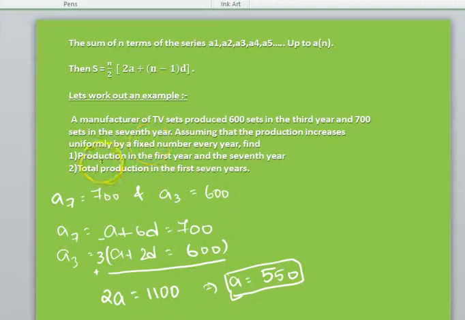So what does he want now? Production in the first year and the total production in the first 7 years. Production in the first year, A1, is 550 TV sets. I would like you to apply the sum of n terms formula in order to get the total production in the first 7 years. It is very simple. I found out my 550. Let me calculate my A2. A2 is equal to a plus n minus 1, that is 2 minus 1, which is equal to 1, times d.